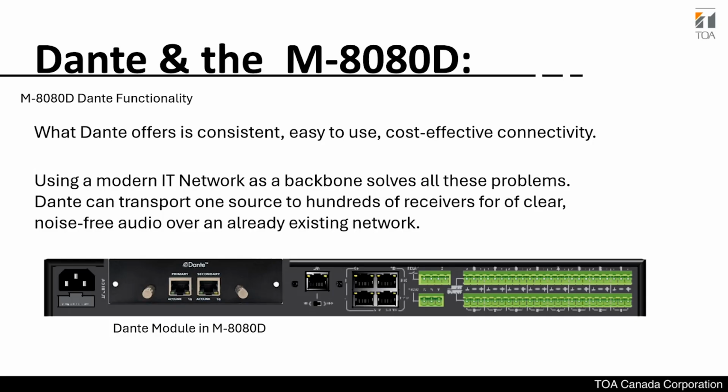What Dante offers with the M8080D is that it's easy to use, cost effective, and uses the modern IT network as the backbone, solving all these problems. Dante can transport one source to 100 receivers for clear and noise-free audio over an already existing network. This is the beauty of Dante. We can use Dante as unicast, and also as multicast. So either we can do the communication one by one, or from one device to 100 devices, which is also possible through Dante.